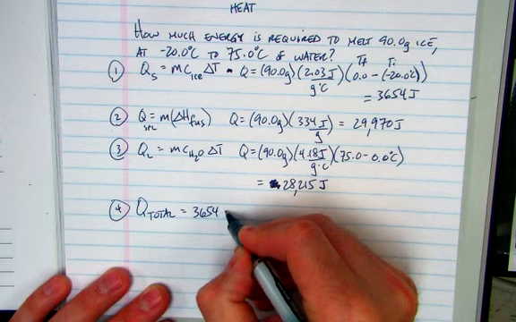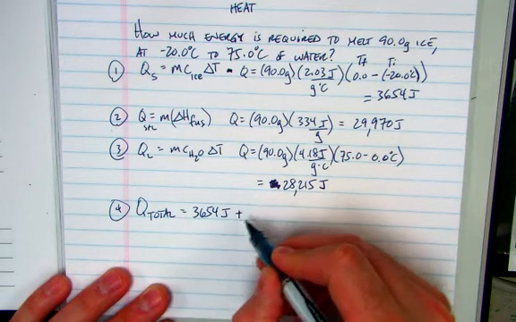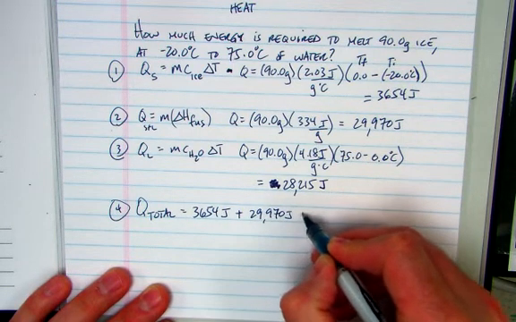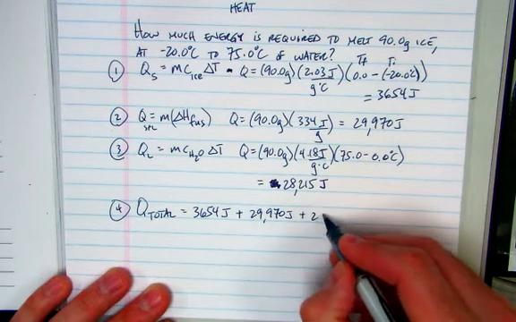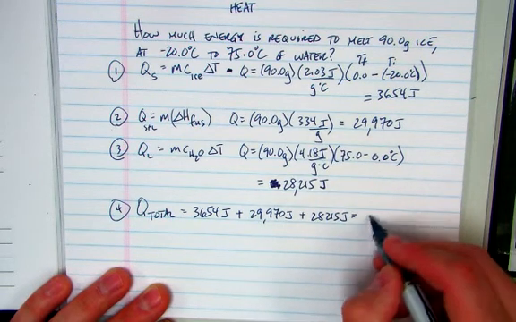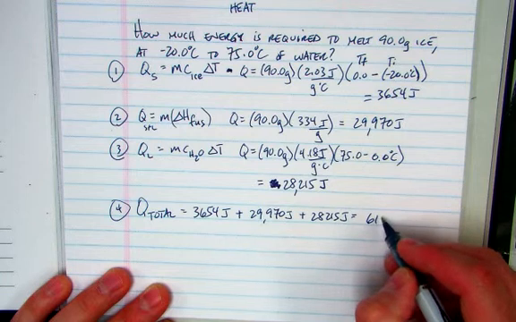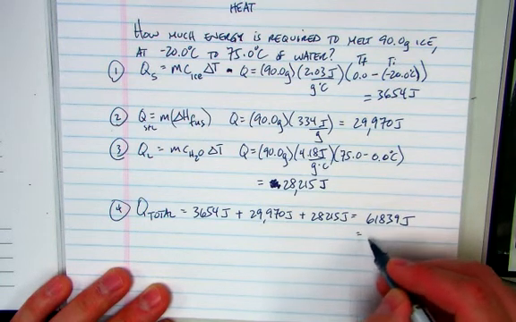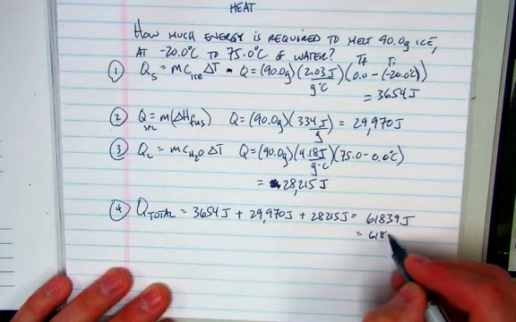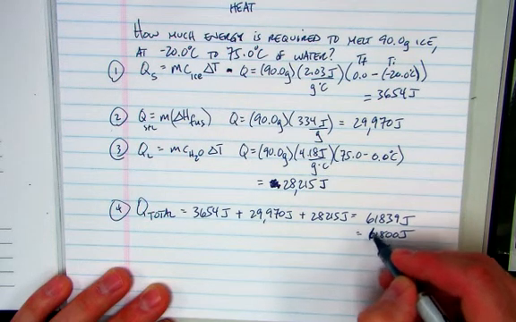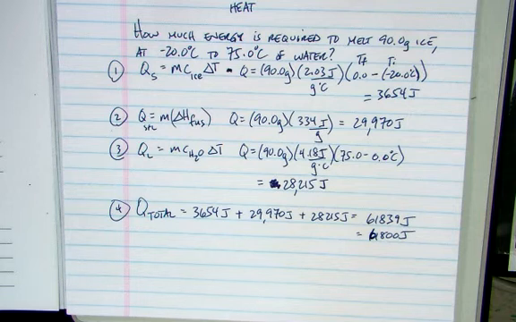So it was 3,654 joules plus 29,970 joules and 28,215 joules. Okay, we get 61,839, which I would probably round at this point to 61,800 joules, maybe with 3 significant figures from the original problem.